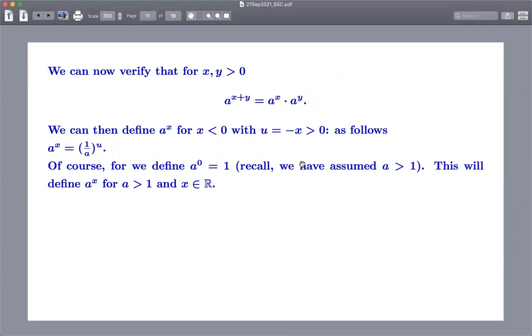Maybe some steps are needed to verify that we have expanded it in such a way that as long as a is strictly positive and x and y are any reals, a power x plus y is a power x times a power y.